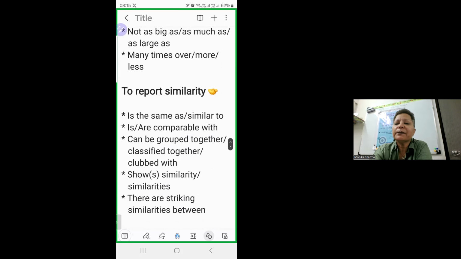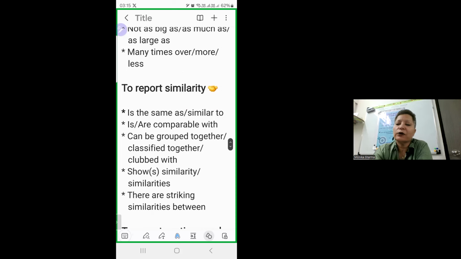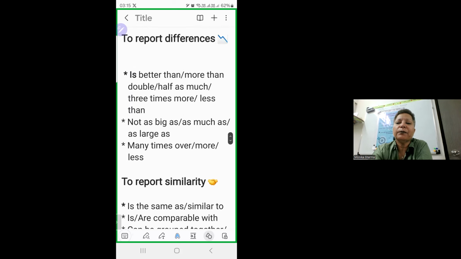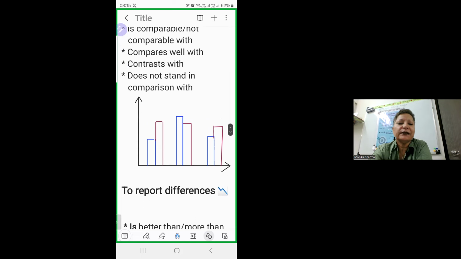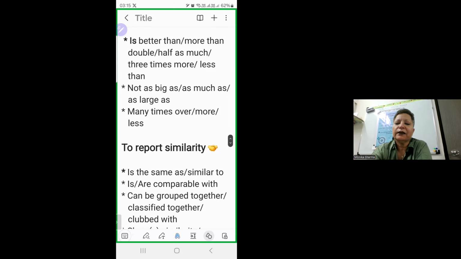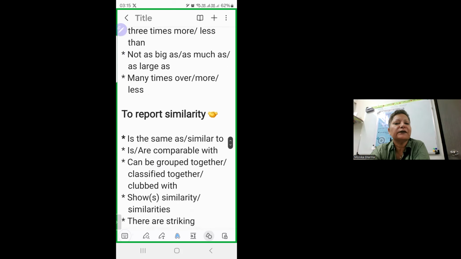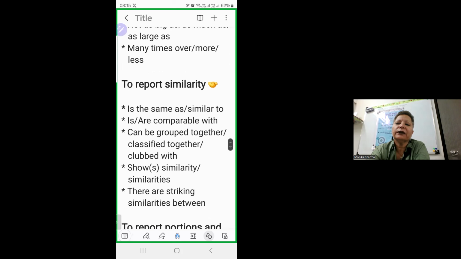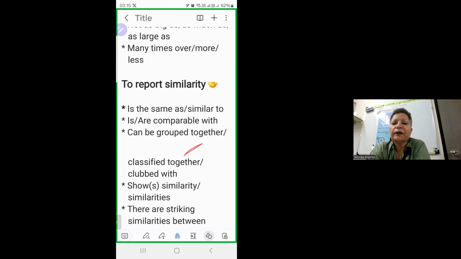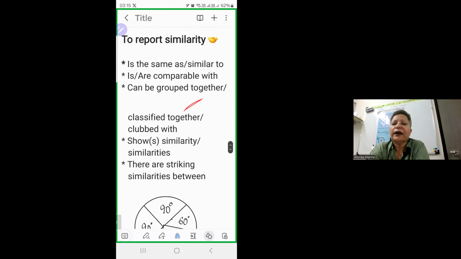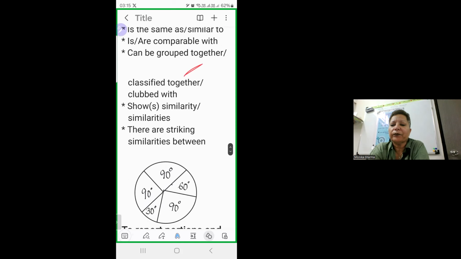Now coming to reporting similarities. It's the same as or similar to. It is or they are comparable with, they can be grouped together. Now look at the second set of bars. If I look at the second set of bars here, they are more or less in tune with each other. And so I can here use this particular thing that they can be grouped together or classified together or clubbed with each other. So this is what I'm trying to say. They show a similarity. They are striking similarities between.